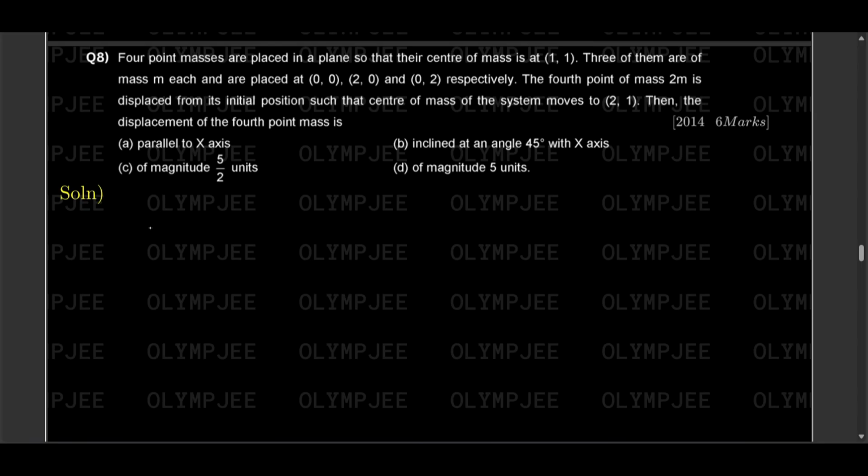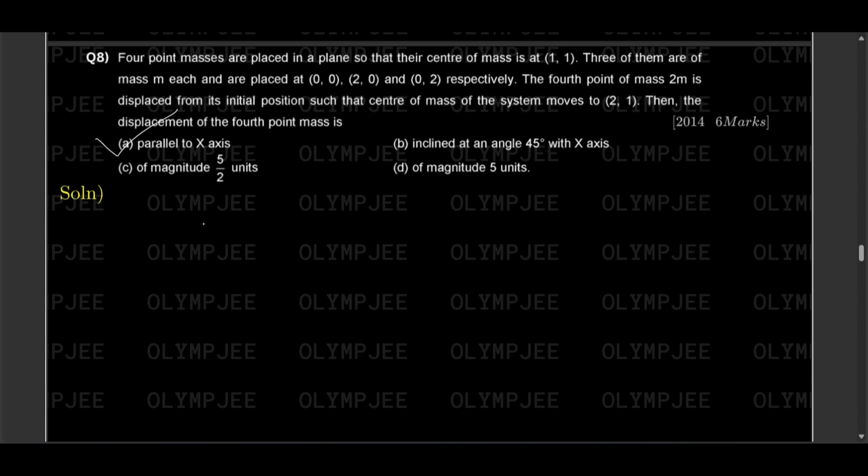So initial center of mass, since the center of mass is only changing in the x coordinate and the y coordinate is not changing, so we can say that the displacement of the fourth particle would have also been parallel to the x-axis, right? Because if displacement is in the y direction also, then the y coordinate of the center of mass should have also changed, but it is not changing. So A option would be correct.